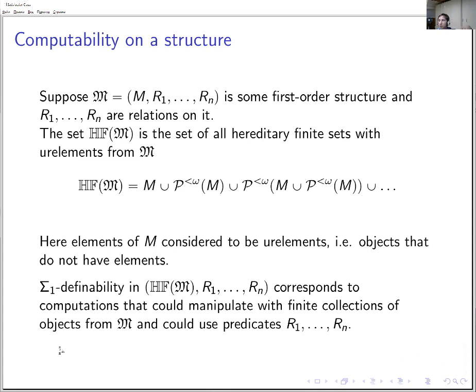Then we relativize the construction of hereditarily finite sets to the domain of some model M, where we treat the elements of this domain as urelements, and we allow finite sets built up from elements of M. In the same way we define the notion of Sigma 1 formula in HF of M. In Sigma 1 formulas we allow the use of the additional predicate symbols that were present in model M. And this gives us a rather natural notion of computability over a given model.